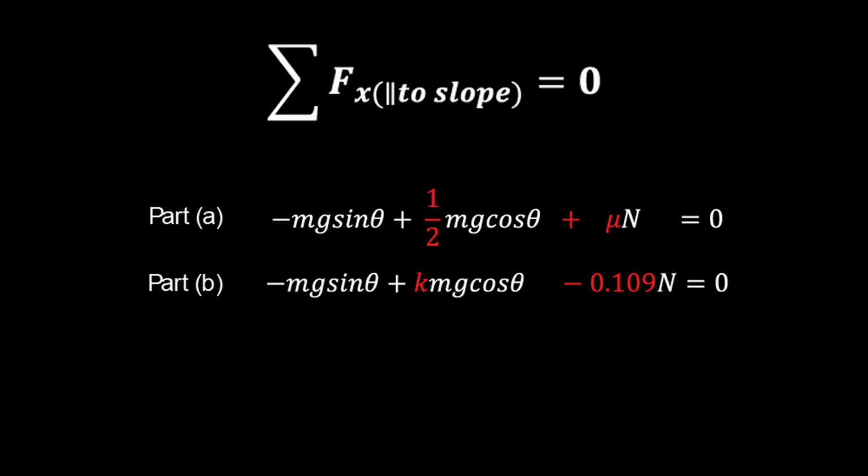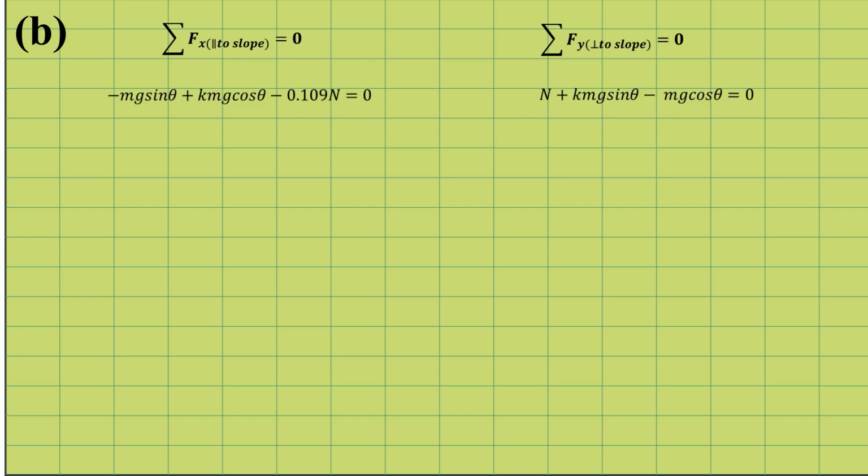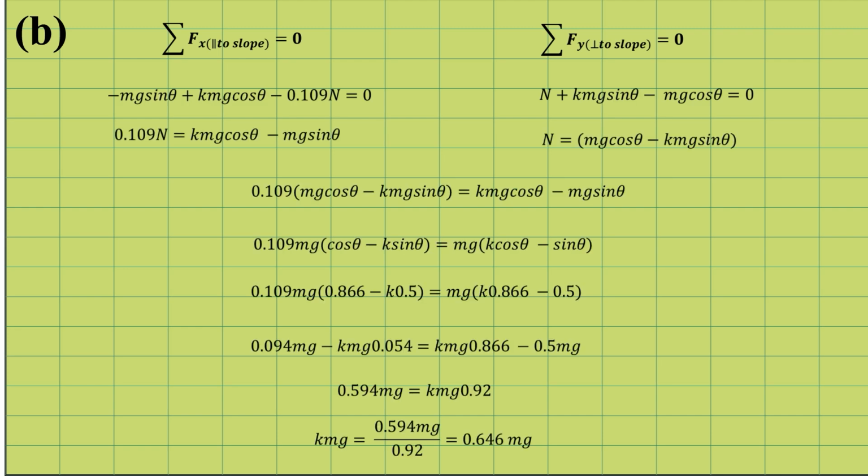And that's the only change. This screen shows how our x direction changes from part A. Half is replaced by k, and mu N is replaced by negative 0.109. For the y direction, the only change is the half is replaced by k. Write these two expressions down. We solve for kmg. In this case, we don't need to cancel out the mg's.